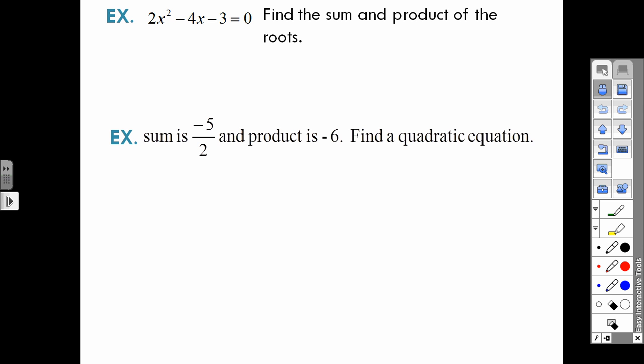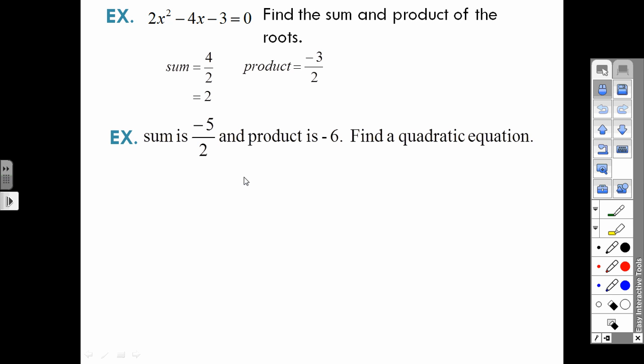Okay, the first example: 2x squared minus 4x minus 3 equals 0, find the sum and product of roots. This is just simply applying those 2 formulas. The sum of roots is negative b over a. So there's b, negative b, which is 4, over a, which is 2, so the sum is going to be 2. Then the product is c over a, so negative 3 over 2. Notice we didn't actually solve it or find the exact roots to add or multiply them. I just used a, b, and c to plug into those formulas. Kind of nice. Okay, next.